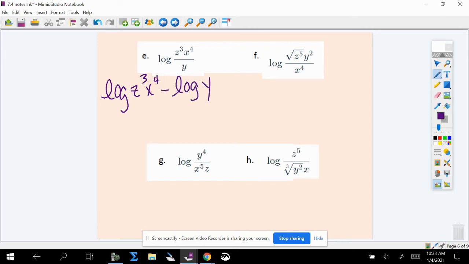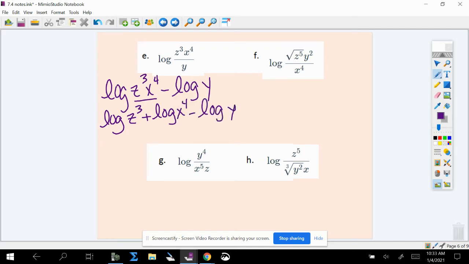So if you have anything being divided in your log, pull it apart with subtraction first. Then I'm going to look for multiplication. So I have multiplication here. So I'm going to pull that apart to log of z cubed plus log of x to the fourth. And I still have this minus log of y.